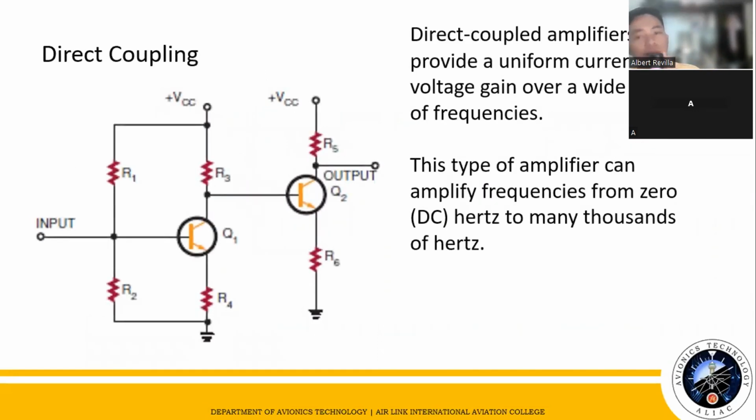Direct coupled amplifiers provide a uniform current or voltage gain over a wide range of frequency. So these types of amplifier can amplify frequency from 0 Hz to many thousand of Hertz. When a very low frequency or a DC signal must be amplified, the direct coupling technique must be used.